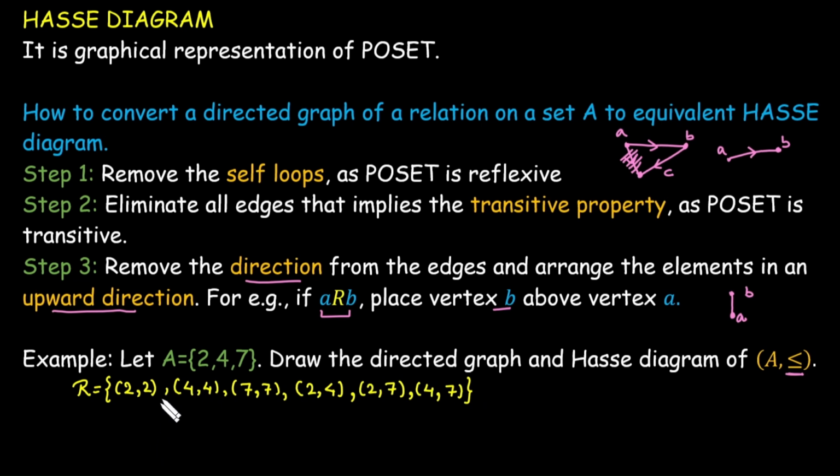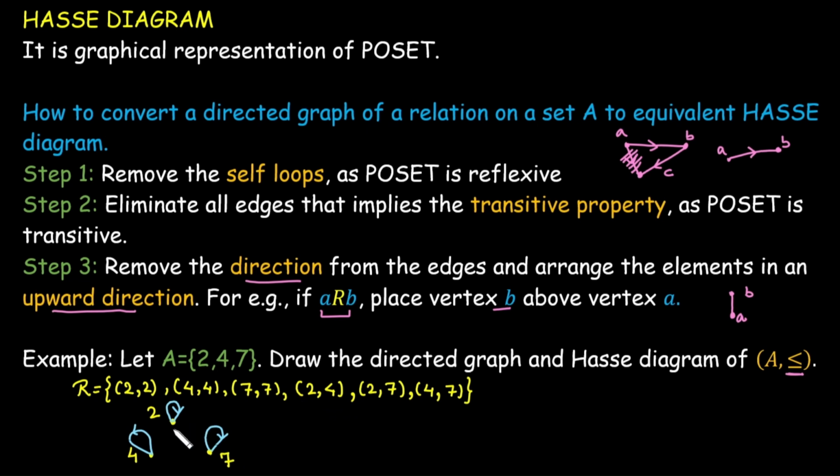For the directed graph, the first step is always take the elements from the set A. So there are three elements, and they are represented here. Label them: this is 2, this is 4 and this is 7. Now the first ordered pair in the relation is 2, 2. It is represented by the self loop. Here 4 is related with 4, again by the self loop. 7 is related with 7, again represented by the self loop.